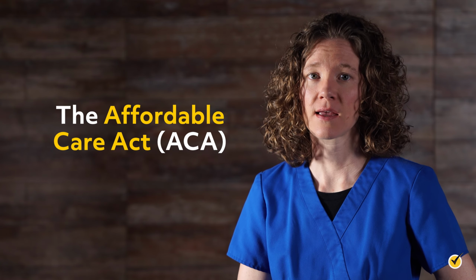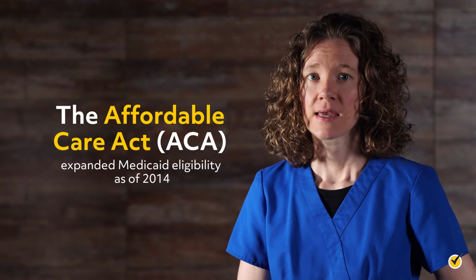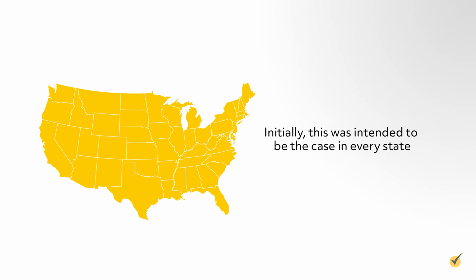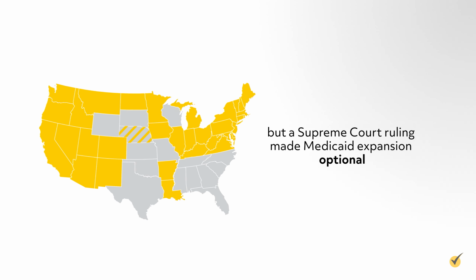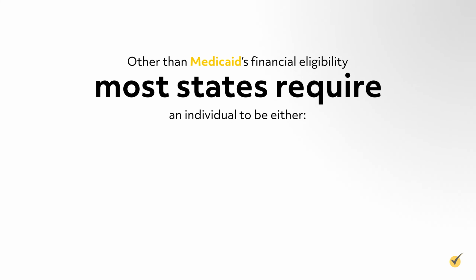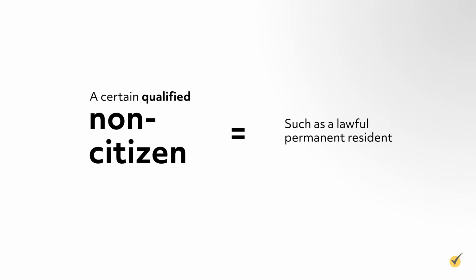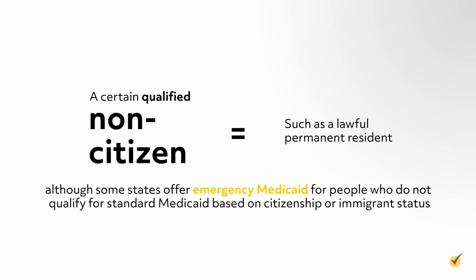However, the Affordable Care Act, ACA, expanded Medicaid eligibility as of 2014. Initially, this was intended to be the case in every state, but a Supreme Court ruling made Medicaid expansion optional, and not every state has chosen to expand Medicaid. Other than Medicaid's financial eligibility, most states require an individual to be either a citizen of the United States or a certain qualified non-citizen, such as a lawful permanent resident, although some states offer emergency Medicaid for people who do not qualify for standard Medicaid based on citizenship or immigrant status.